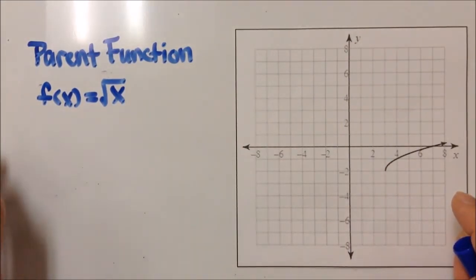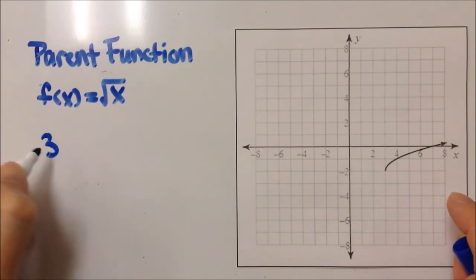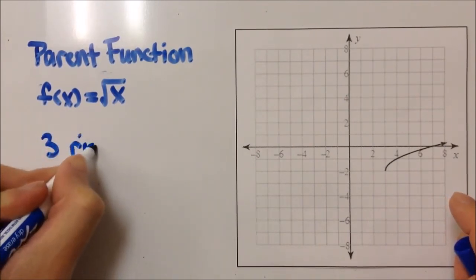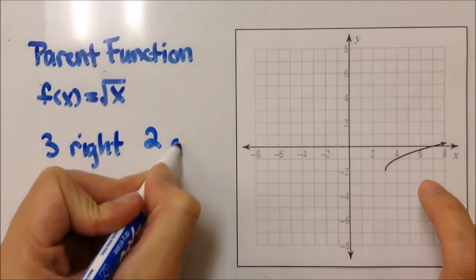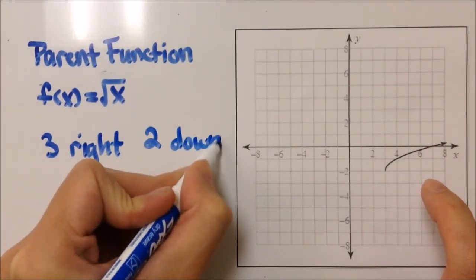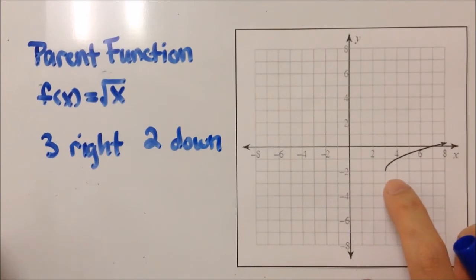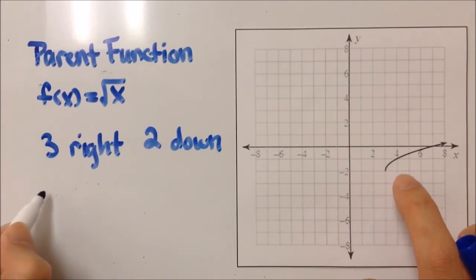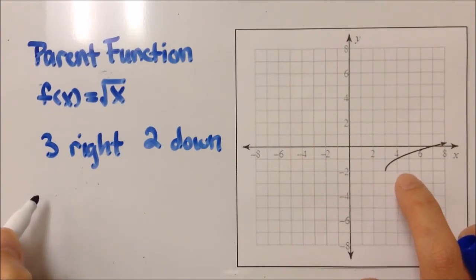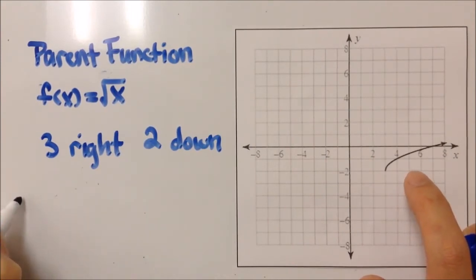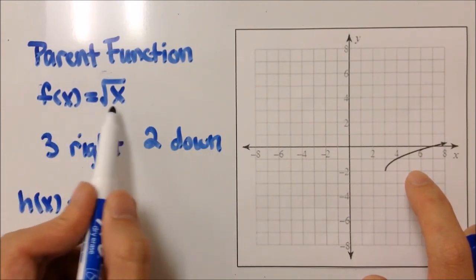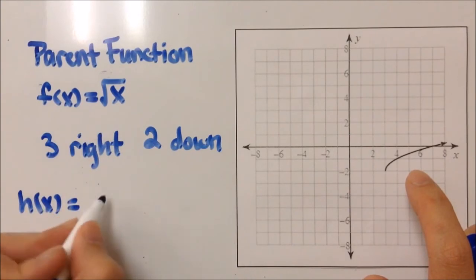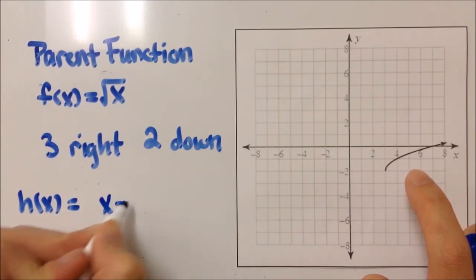Again, order does not matter, so you could say 2 units down and then 3 units right. So I'm going to say 3 right and 2 down. So 3 to the right, 2 down. So we're going to write the equation for the transform function. Say it's h of x. Now since we have 3 to the right, that means it's going to be within the function, within the square root. So I'm going to write x minus 3.